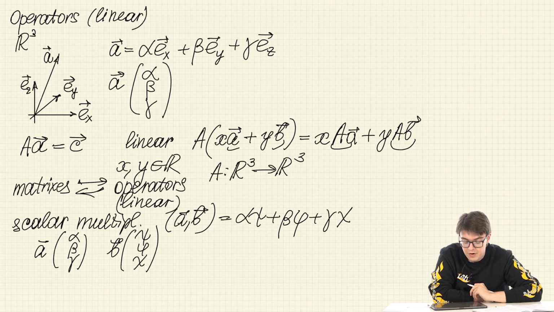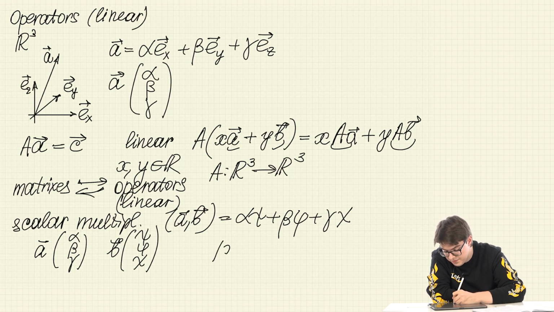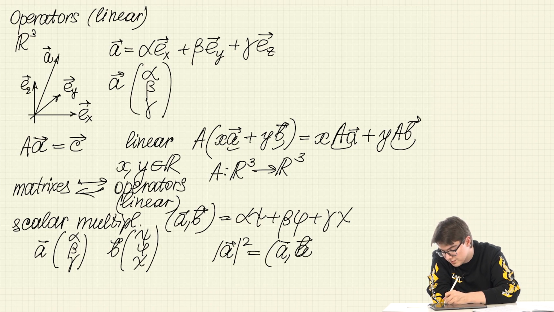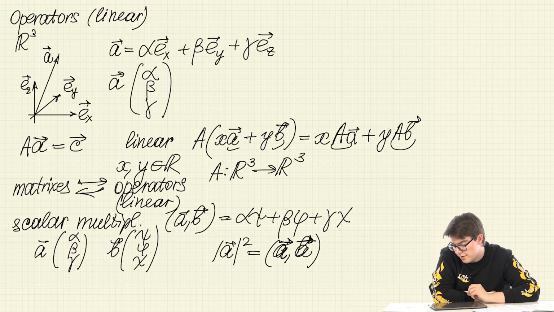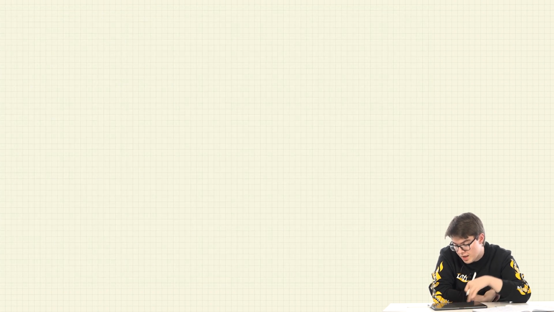And if our space where operators can act on vectors has such a thing as scalar multiplication, the definition of length exists, yeah? So it means that we can define the length of a vector. It's A over A scalar multiplied, yeah? And there are operators that save the length of vectors. Such operators are called orthogonal ones.